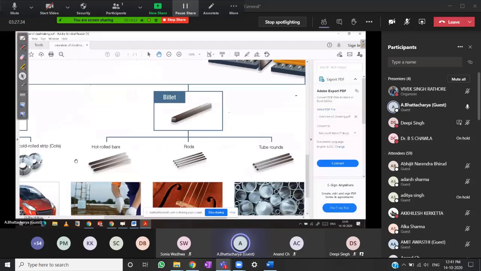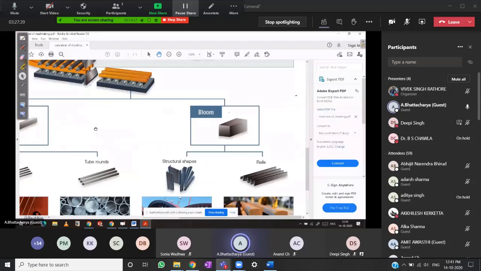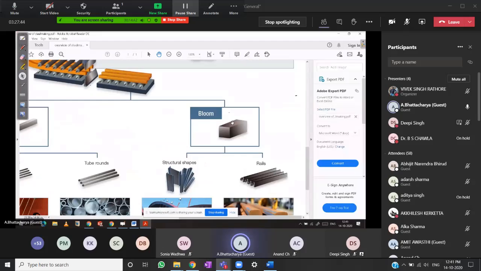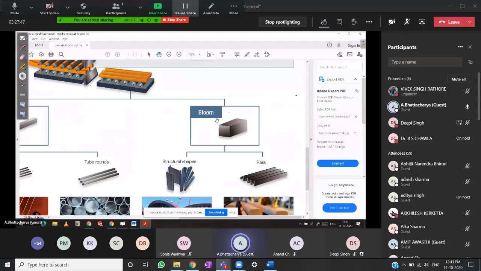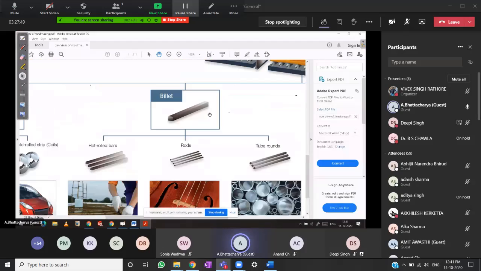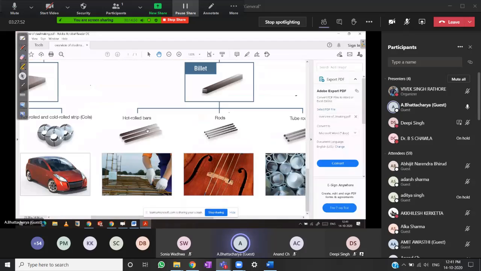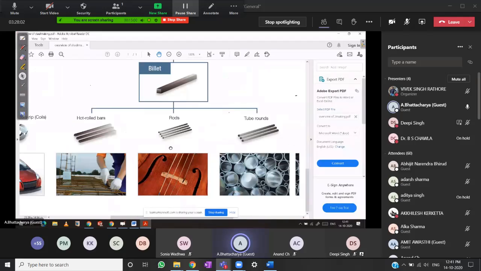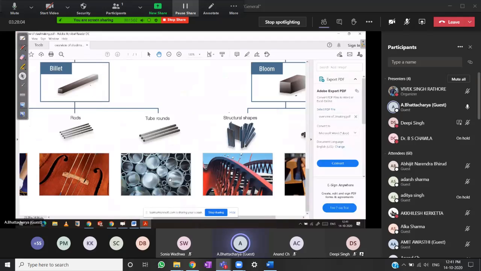and third is bloom. So billet is a smaller element and bloom is a larger element, but the cross section is almost square or rectangle. Dimensions of blooms are more and billet is less. So this is converted into bars, building material. Saria can be made from this billet, and then you can make wires.